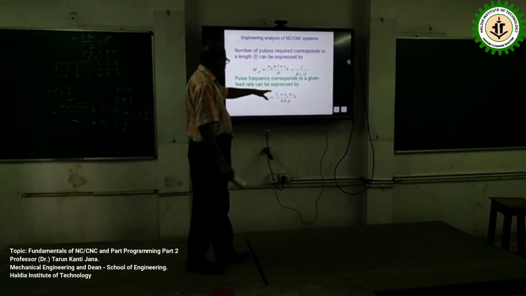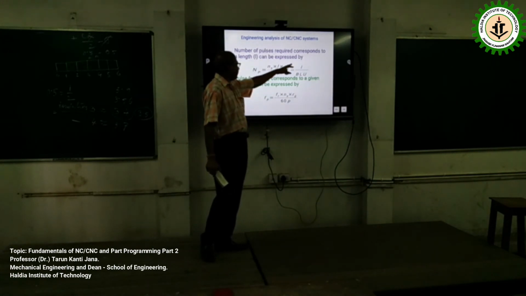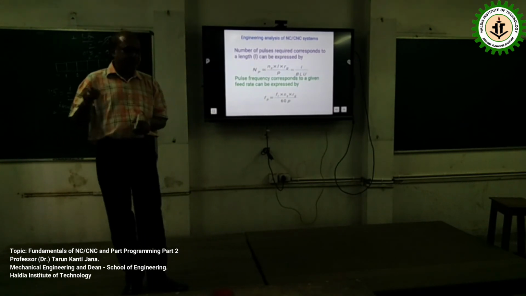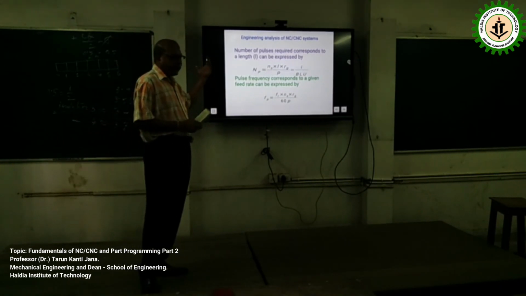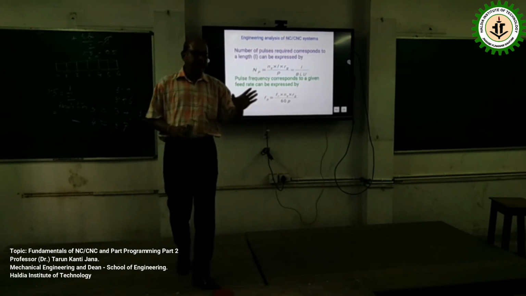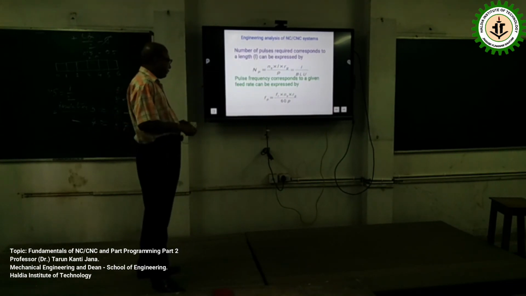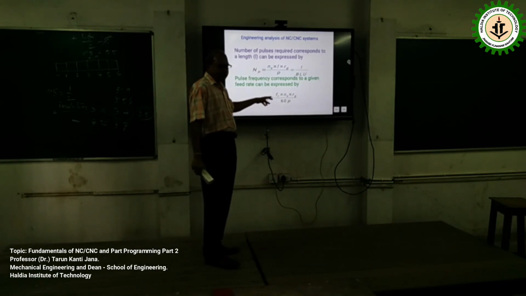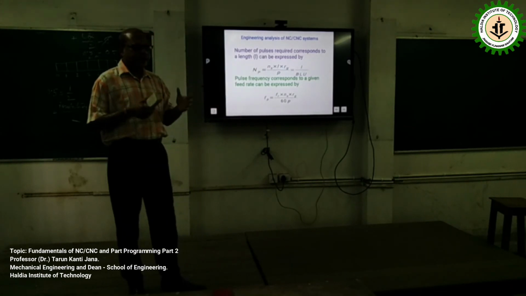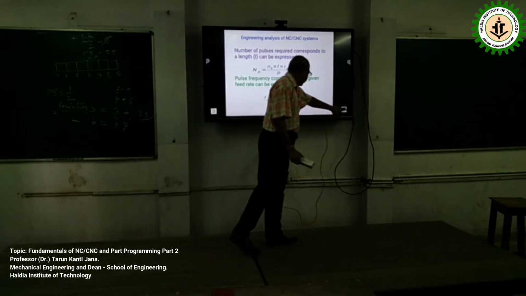What I was talking about, I am not going into the detail. The number of pulses required corresponds to a length that can be expressed by distance. That means in our program, if we write an X 40 movement, the MCU will calculate the total number of pulses which need to be sent to the stepper motor for achieving that target. And this is the pulse frequency. Total number of pulses is related to the displacement and pulse frequency is related to the velocity. This is only for theoretical purposes.